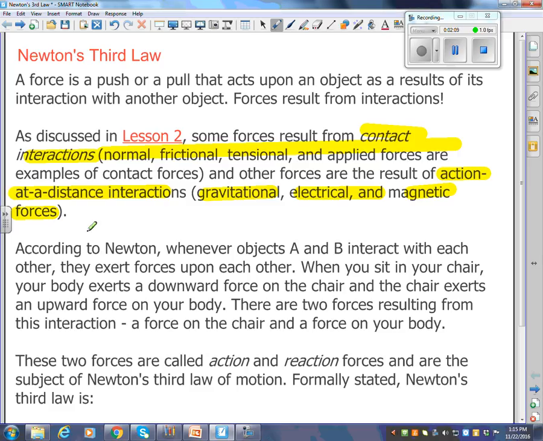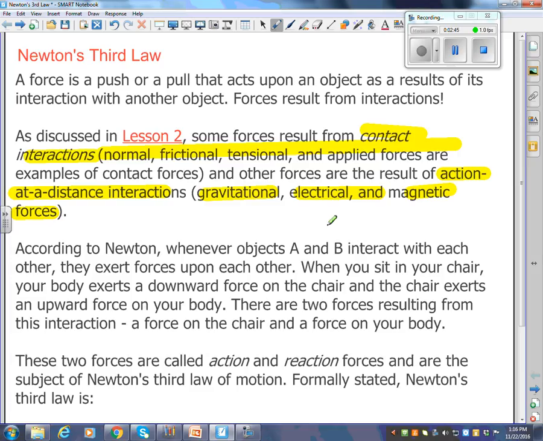Okay. According to Newton, whenever objects A and B interact with each other, they exert forces upon each other. When you sit in your chair, your body exerts a downward force on the chair, and the chair exerts an upward force on your body. There are two forces resulting from this interaction, a force on the chair and a force on your body. I also want to make a note that there's two forces and also two objects. Two forces, two objects. Every single time. One force per object, you could say.